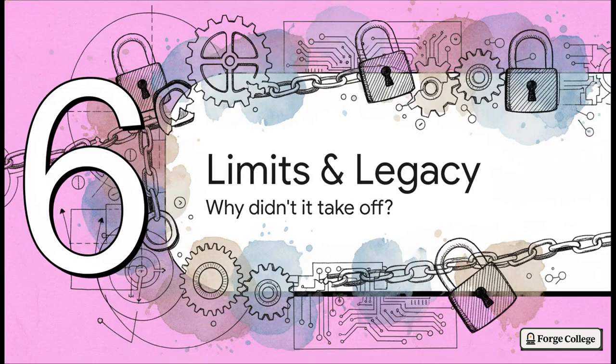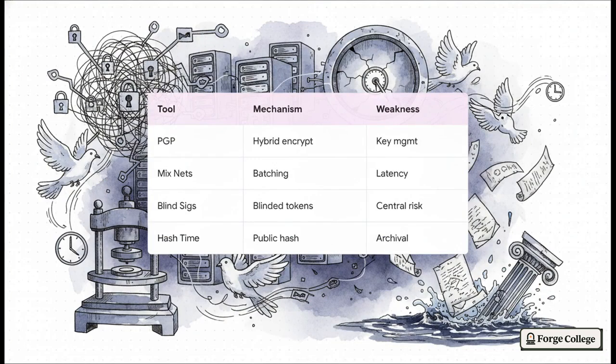So what happened? Let's talk about limits and lasting legacy. With all this brilliant cryptography at their fingertips, why didn't these tools immediately take over the world? Exploring these operational failures is actually a big part of our learning programs at Forge College, because frankly, you really have to understand the past to understand the Web3 architecture of today. To summarize, while the cryptographic mechanisms themselves were absolutely genius, combining them created massive operational friction for everyday users.